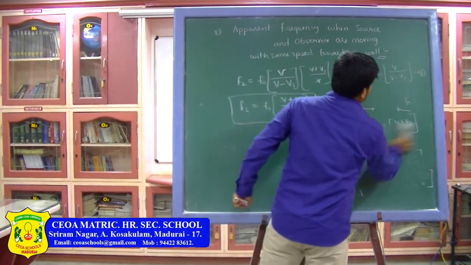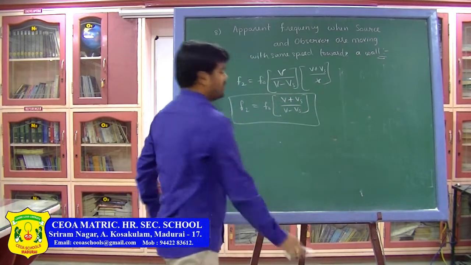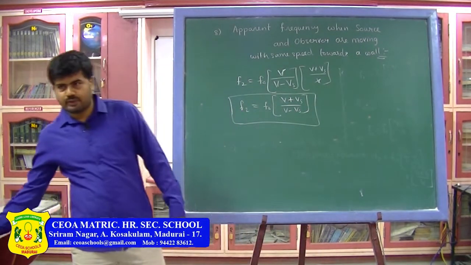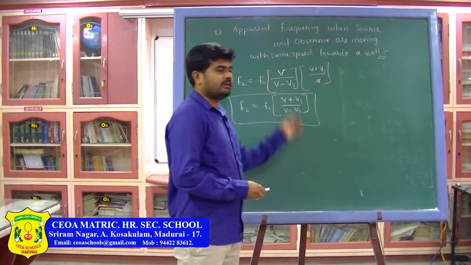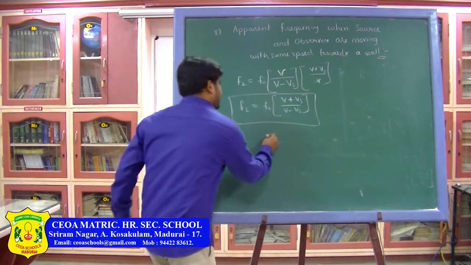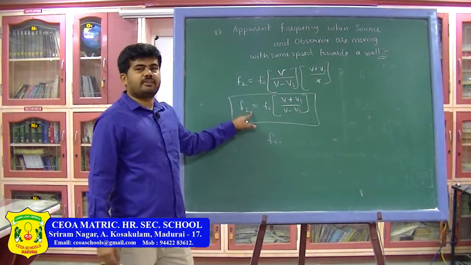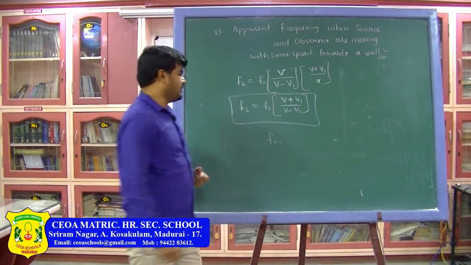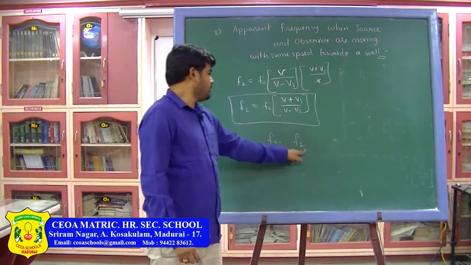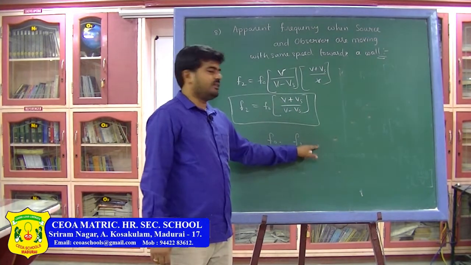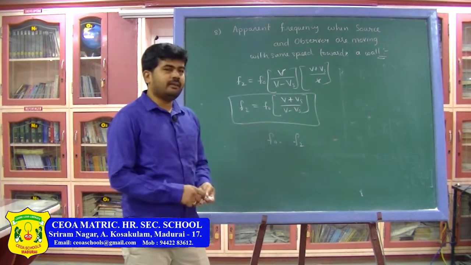Now, let us calculate the number of beats heard by the observer. In this case, the observer is observing two frequencies. One frequency is the frequency produced by the source itself, that means the actual frequency, and the frequency which is received due to the Doppler effect, that is F2. So, two frequencies he is hearing. Due to different frequencies, you may hear some number of beats. Now, let us calculate that beat frequency.